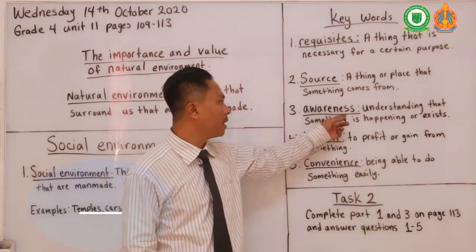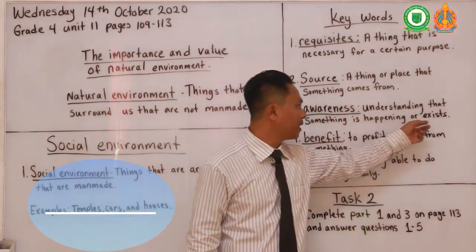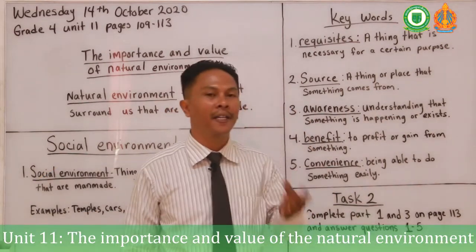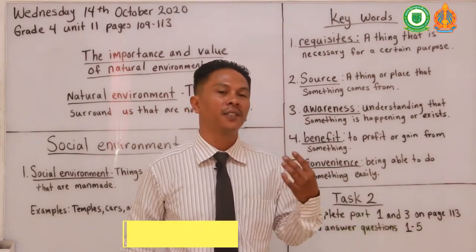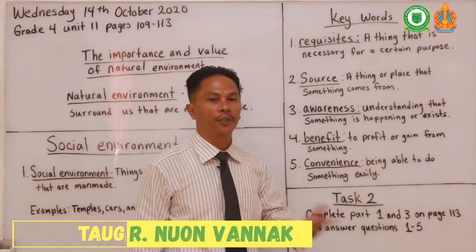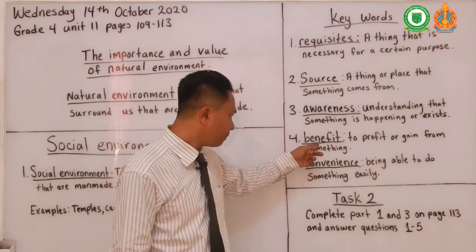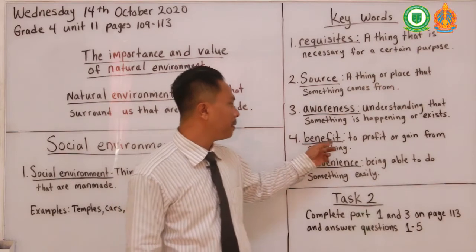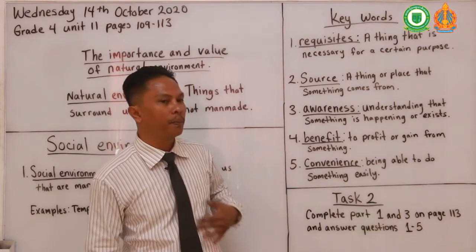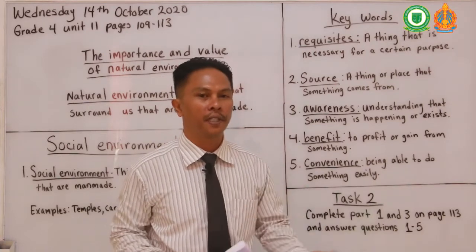Okay, number 3, awareness. Understanding that something is happening or exists. So awareness is something that we have to be open-minded and have our eyes open to see, okay? To understand something is happening, something bad or something good. That's awareness. Okay, and number 4, benefit. Benefit means to profit or gain from something. So benefit means something that's good for you, something you get out of doing something.